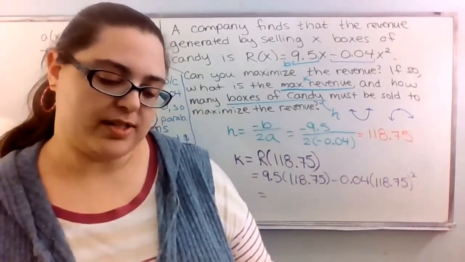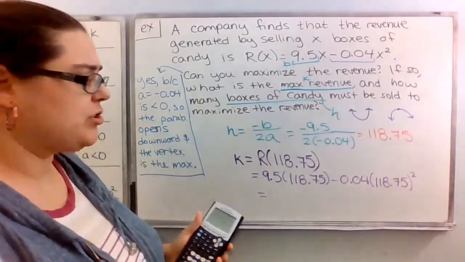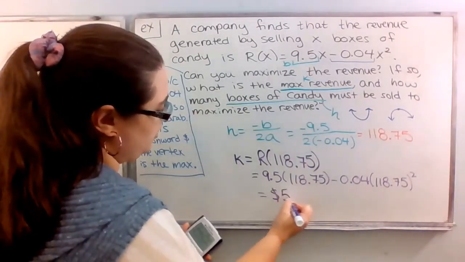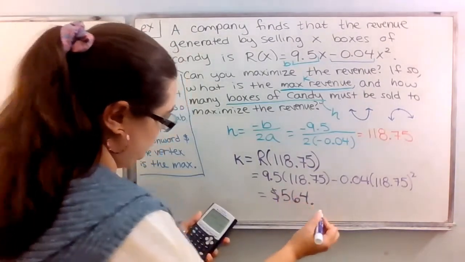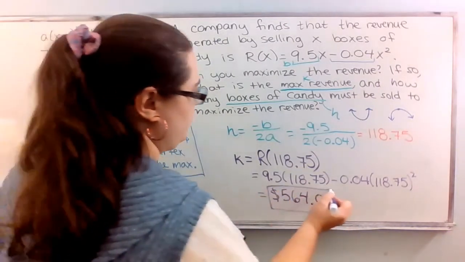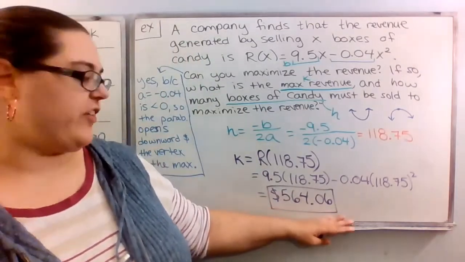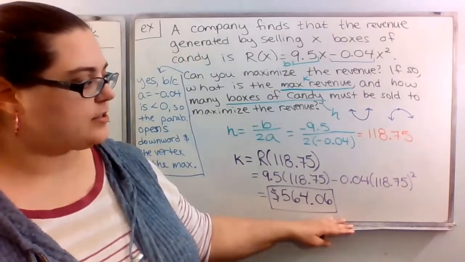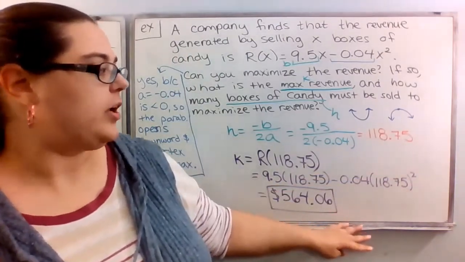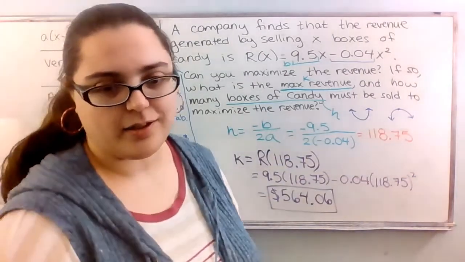And let's round this to the nearest cent, just to keep it okay in terms of monies. So this is going to be 564.06. So our maximum revenue that we can achieve is $564.06, and then some partial cents if we wanted to be really particular about it. And then we would have to sell 118 3/4 of a box to get there.